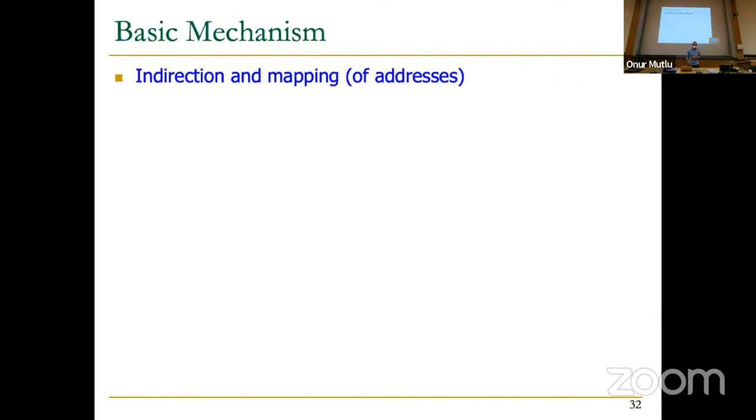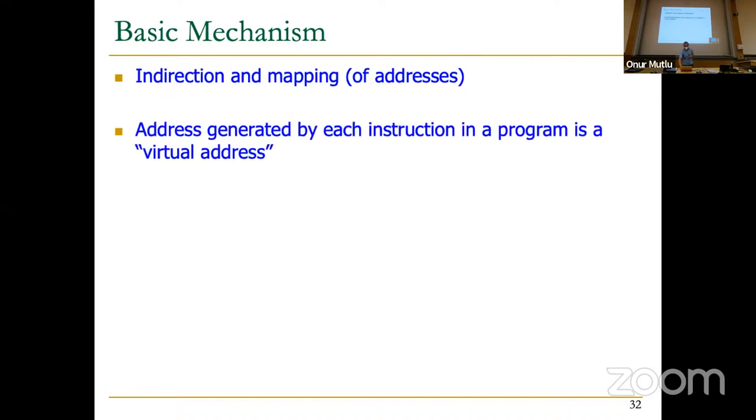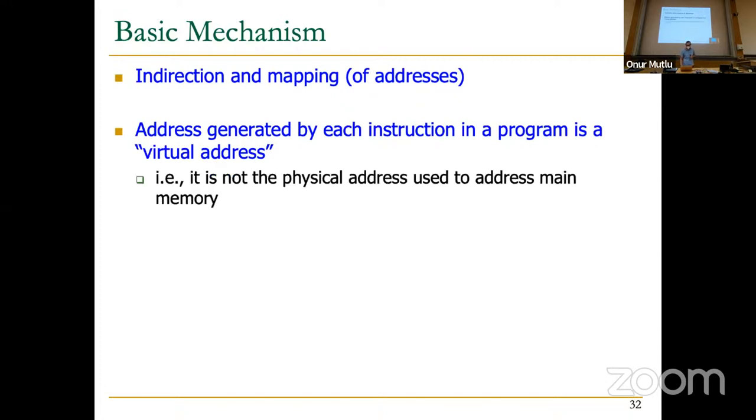Okay, the basic mechanism is, as I said, indirection and mapping. Indirection enables mapping. Basically, you have indirection in addressing and you're mapping virtual memory addresses to physical memory addresses, two different address spaces. An address generated by each instruction in a program is called a virtual address. Now, it's not the physical address used to access main memory. That's where the indirection will come in.